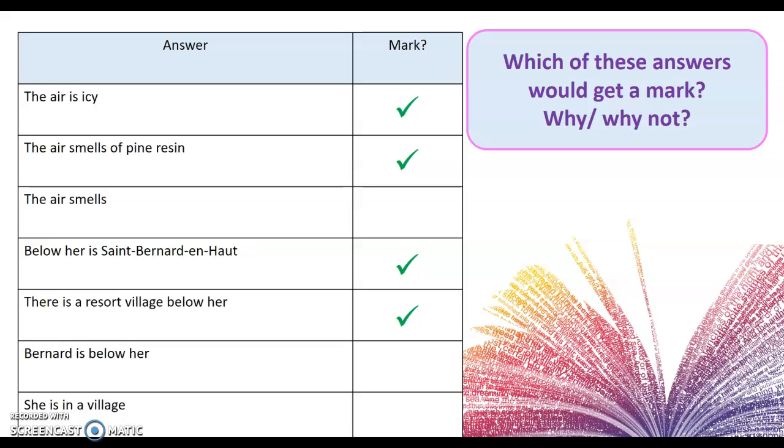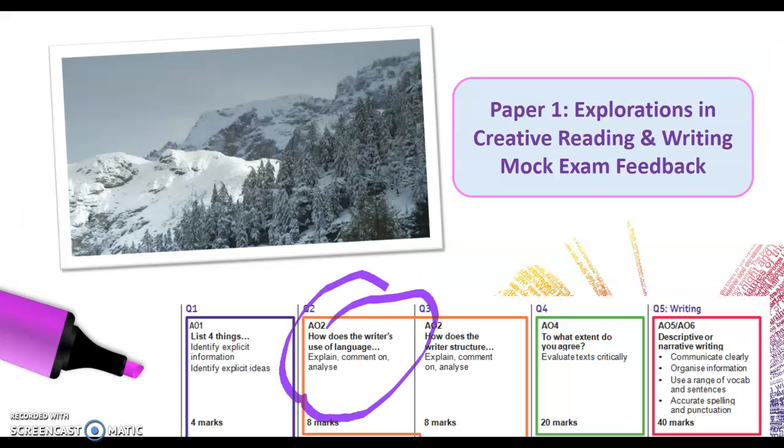And she isn't in the village. The village is below her. So again, it's that understanding of where she is in relation to her setting. She isn't in the village. The resort village is below her because she's on the slopes skiing. Okay, so that should just show you why you have to be really precise about what you put as your answers. Okay. We're now going to have a look at question number 2.